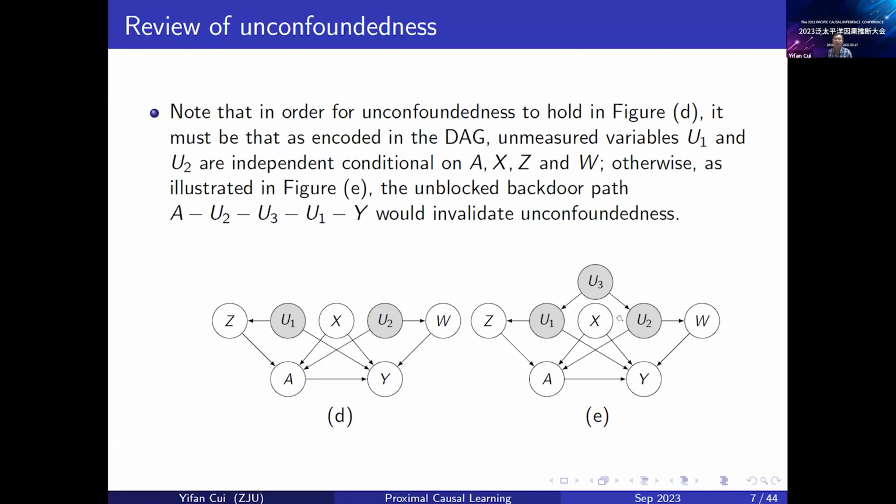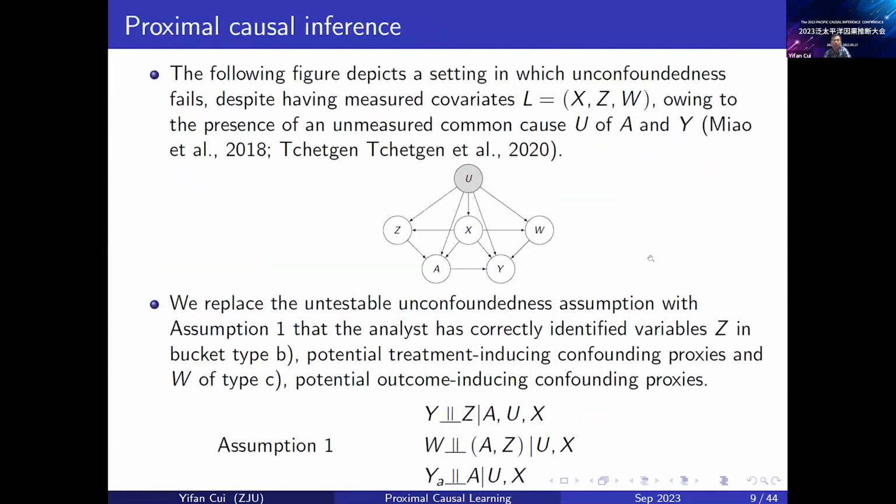In the literature, many methods, including instrumental variable, invalid IV, etc., have been proposed. Here in this talk, I'm going to focus on the proximal causal inference framework. In the last figure E, there are U1, U2, U3. It's too complicated, so let's combine them as one U. I will use this figure to illustrate proximal causal inference. There are many sufficient graphs which can be used, but I will just pick this one.